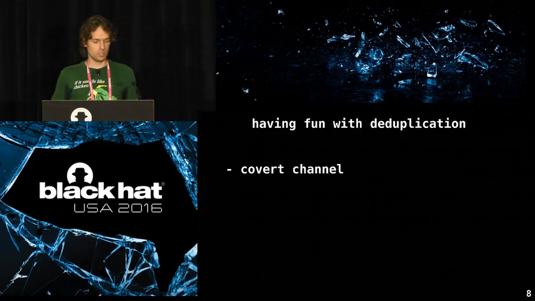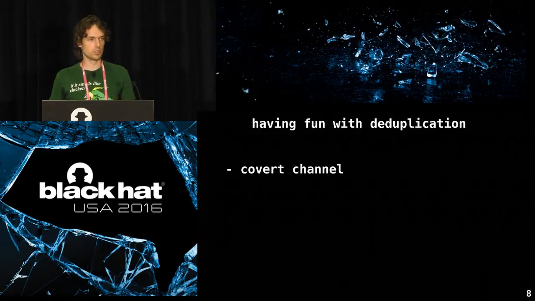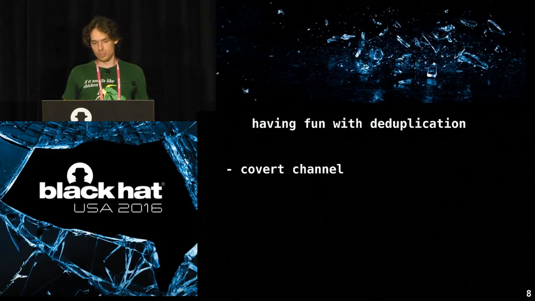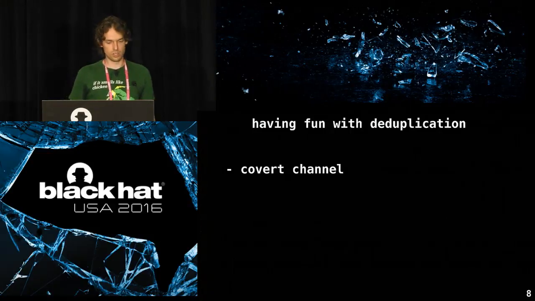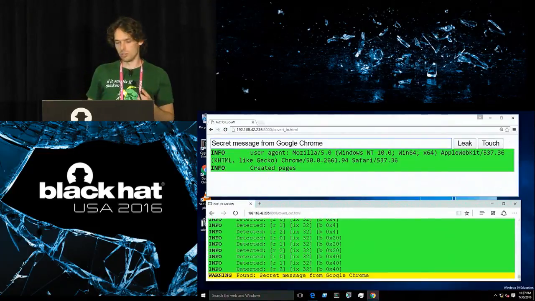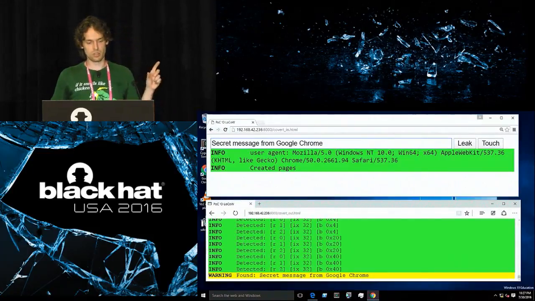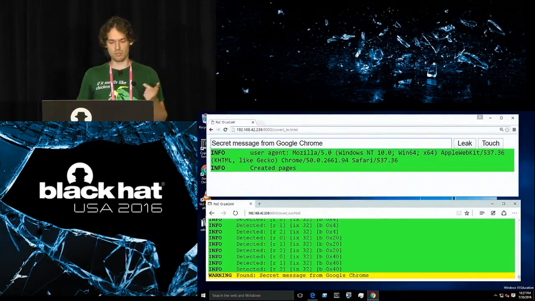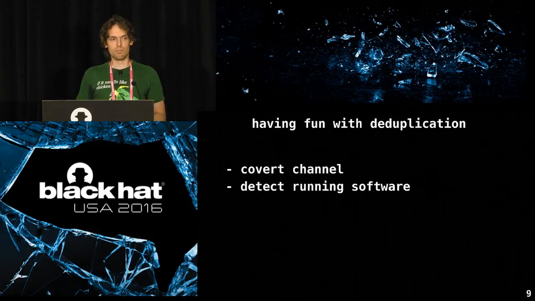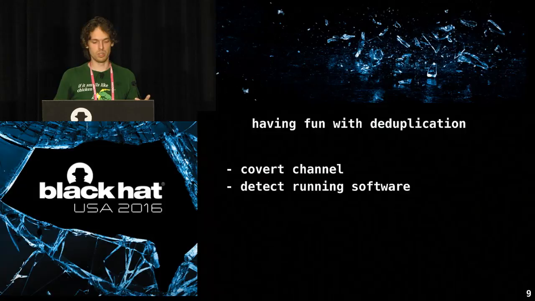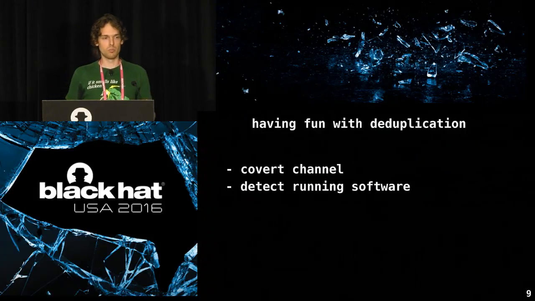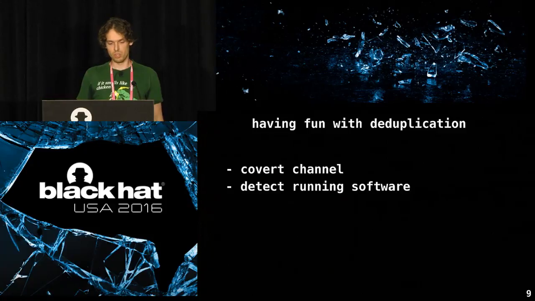But first, we wanted to see what else we could do with this. The most obvious candidate is to use a covert channel. In this case, we have Google Chrome and Microsoft Edge as two browsers, and we leak a short message from one process to another through the deduplication side channel. Here the two processes cooperate, but we could also do this for processes which do not cooperate. For example, we could detect what kind of software was running.